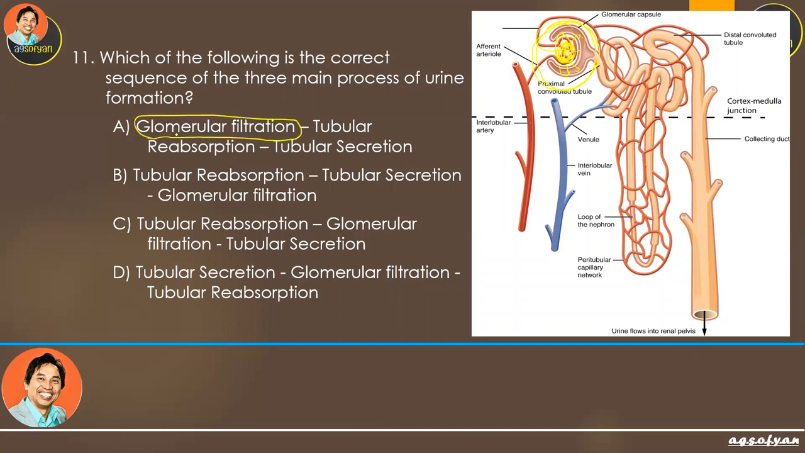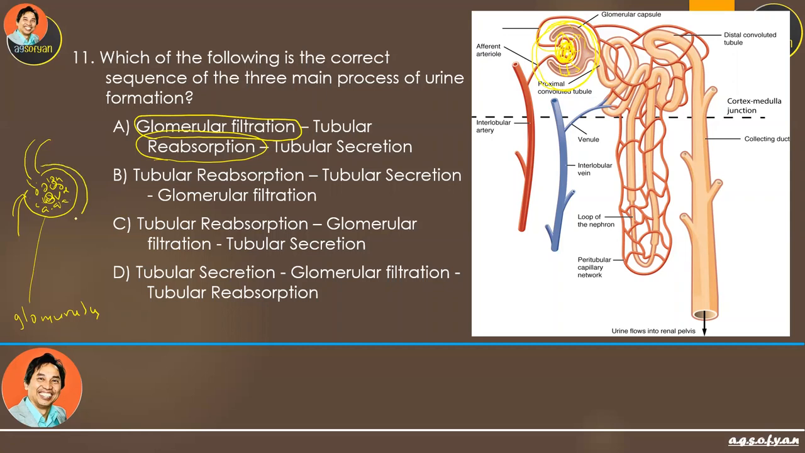After filtration, what is the second process? It's called tubular reabsorption. Just for information, the filtration over here in the renal corpuscle is based only on size. If I make it bigger over here, let's say this is blood that enters into the glomerulus. This blood carries a lot of things, like glucose, amino acids, ions, including waste products like urea and ammonia.